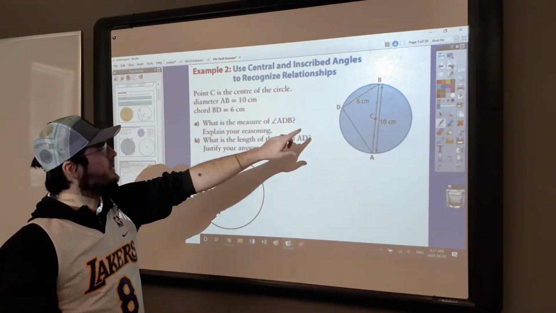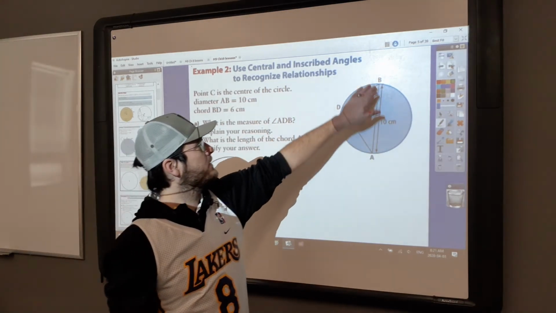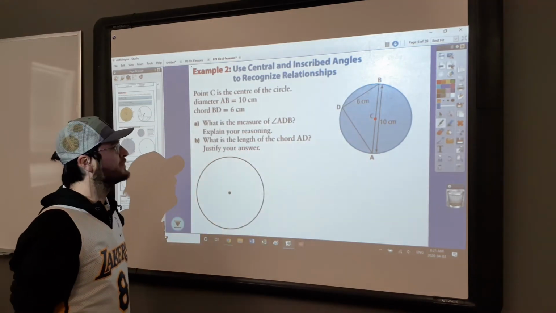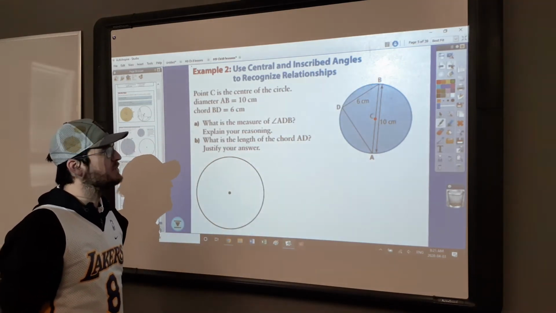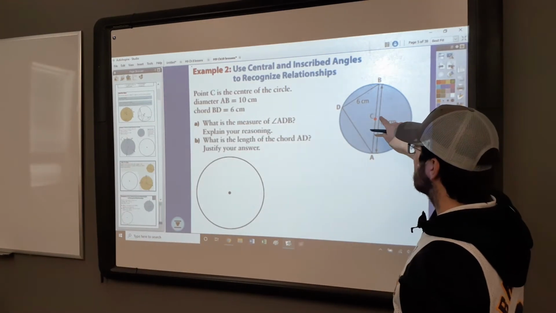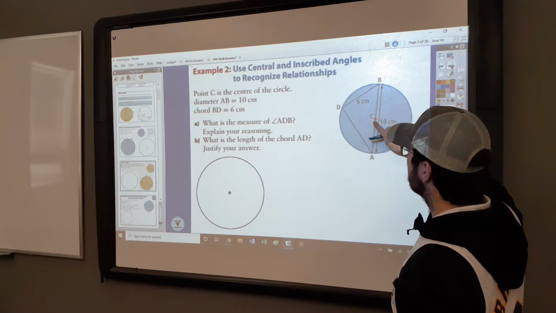So point C is the center of the circle, AB is 10, okay, and then BD is 6. So it's showing me all of that. What's the measure of angle ADB? If I want to know this angle, well, I kind of need to know something about this angle, and this is kind of where we get this exception.